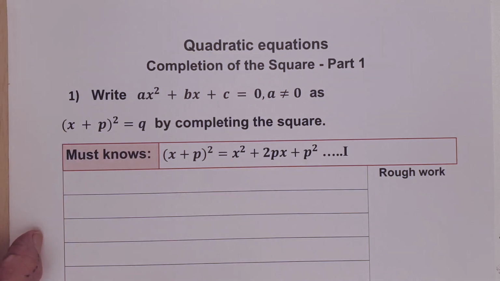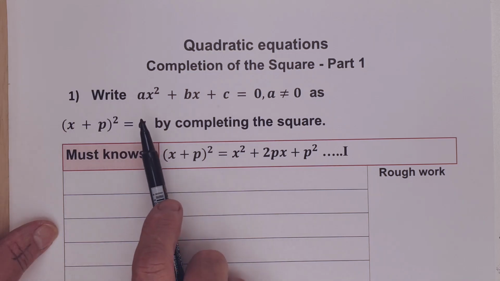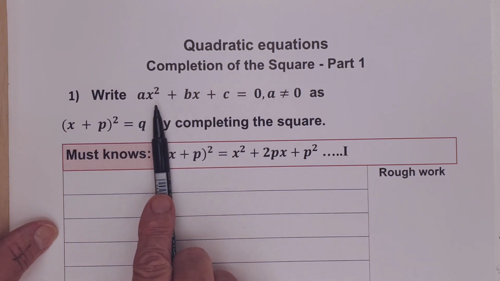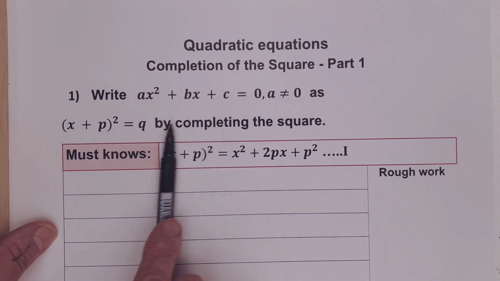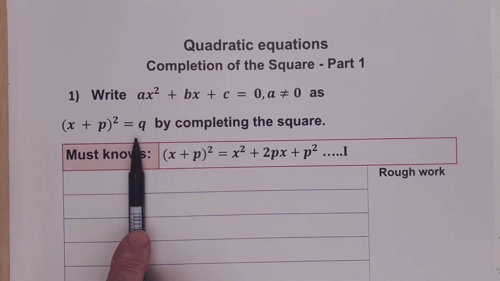The topic of this video is quadratic equations, specifically completion of the square. We have two parts, part 1 and part 2. In the first exercise, we have the standard form of a quadratic equation or trinomial, where a is not 0, and we want to write it in this form by completing the square.